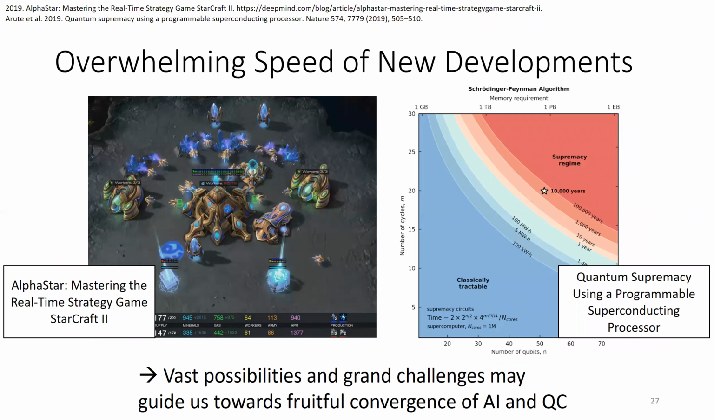I guess we can all say that there is an overwhelming speed of new developments regarding both. First, regarding machine learning and artificial intelligence, there are now algorithms that are able to master some real-time strategy games, which is very complicated. On the other hand, we have very good developments on the quantum side. You see it at least in the quantum supremacy paper that got published. So I guess there are vast possibilities and grand challenges that may guide us to a fruitful convergence of AI and QC, and I would like to elaborate more on this.